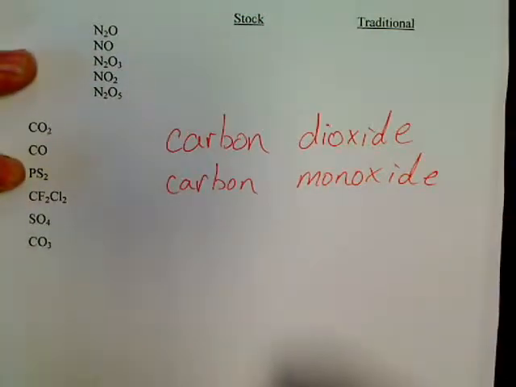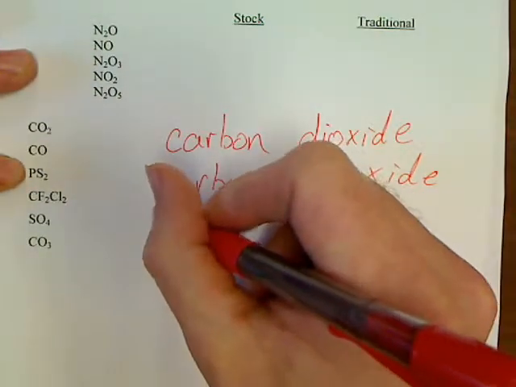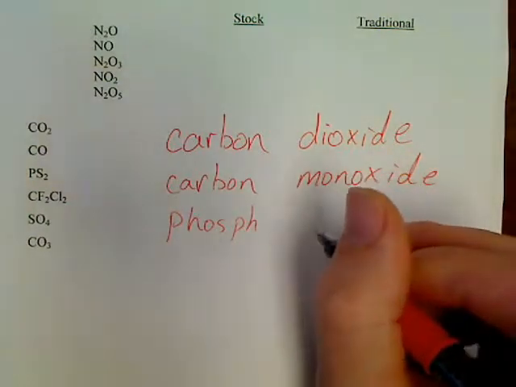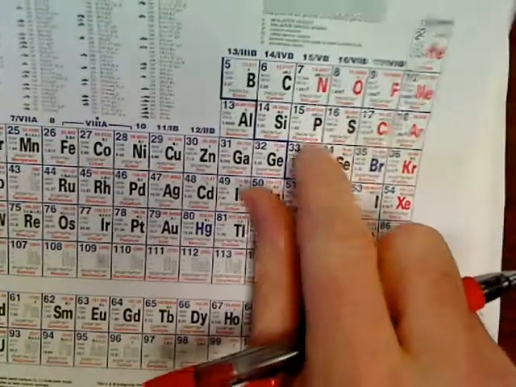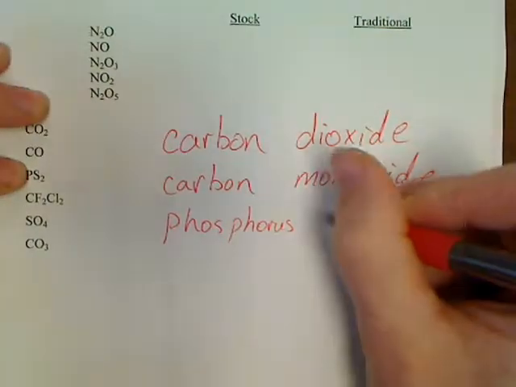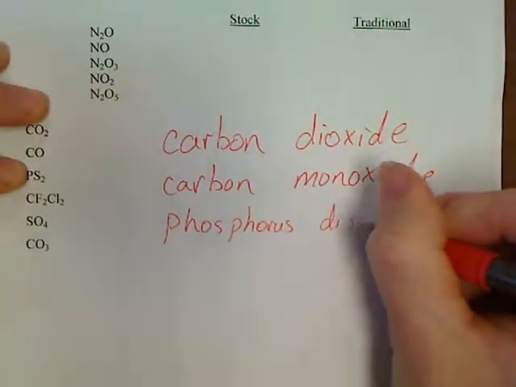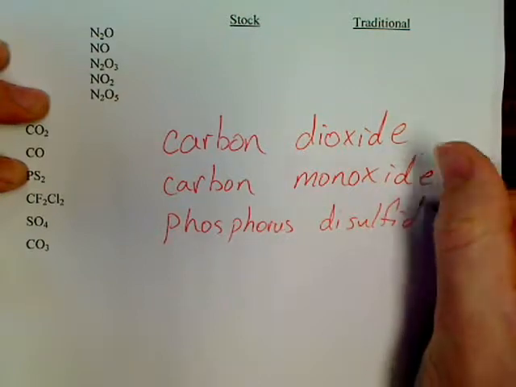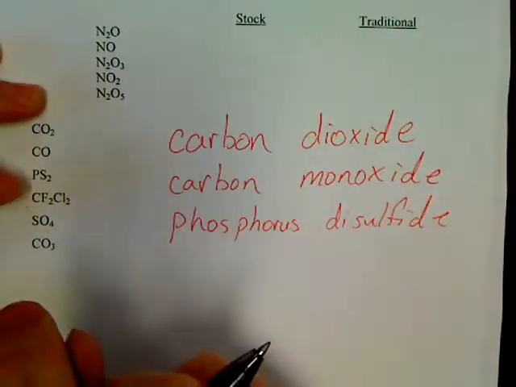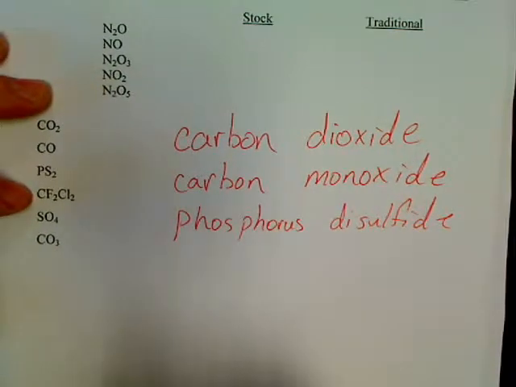What about PS2? Well, P is phosphorus. Phosphorus. And I always misspell phosphorus. Even I do. And that's one y'all misspell. So take a look at the name so that you get it right. Phosphorus disulfide. I'm going to leave off the CF2CL2. It's actually an organic name is what would give it.